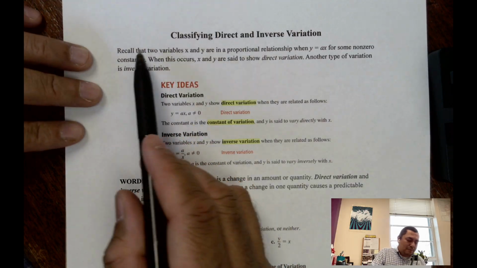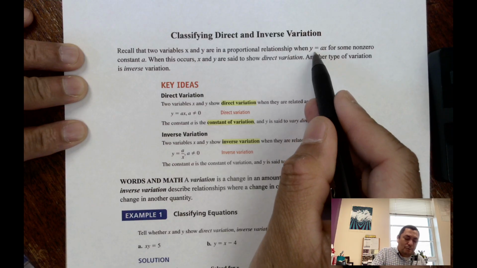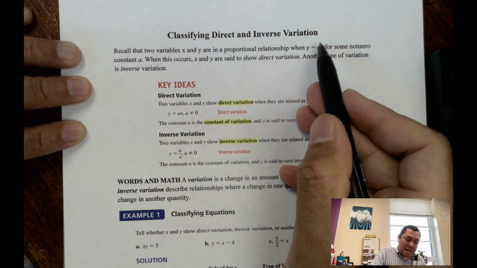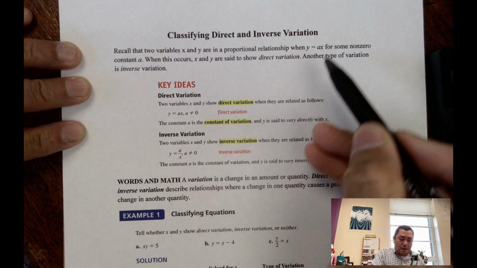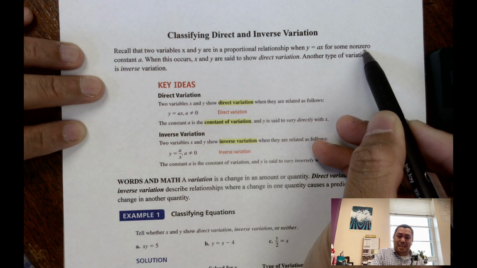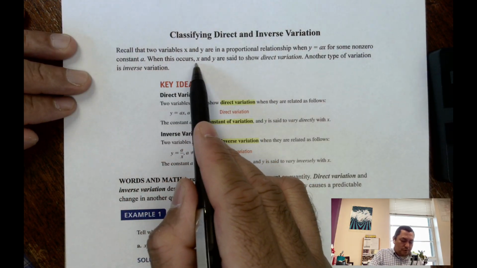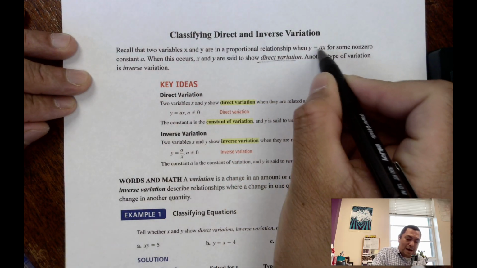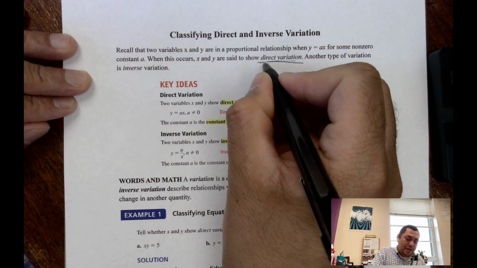So in this case, we're going to recall that two variables x and y are in a proportional relationship when y equals a times x. Remember, a is a constant, it's a number: 2, 3, 4, 5, 1 half, 2.5, 0.5, whatever number you want here. It's a non-zero number, so it cannot be zero, and it's a constant. When this occurs, x and y are said to show direct variation. When you have a, the constant, times the variable x, then you have a direct variation.